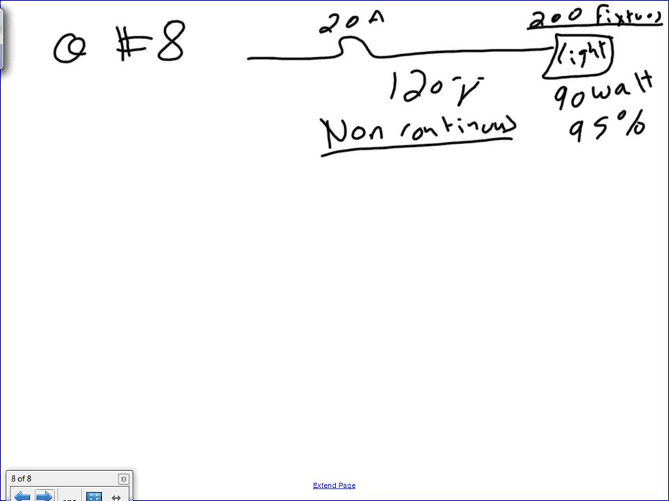The question is, how many circuits of 20 amps do I need for these 200 fixtures? They're non-continuous. Don't ask me where would they be. They're not going to be there for more than 3 hours. Highly unlikely in a commercial building though. They're not continuous, so don't worry about the continuous. Am I clear about that? I have 200 of these lights. How many 20 amp circuits do I need?